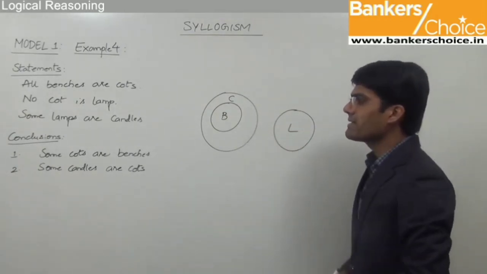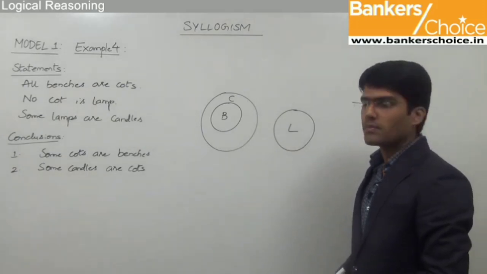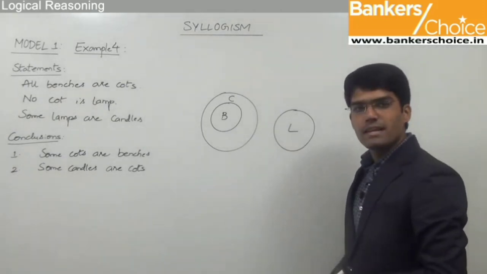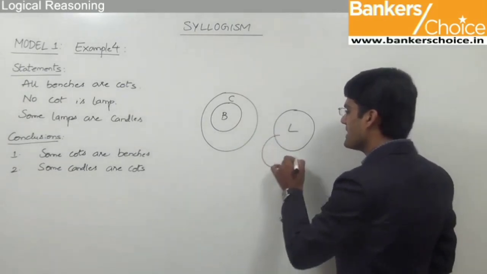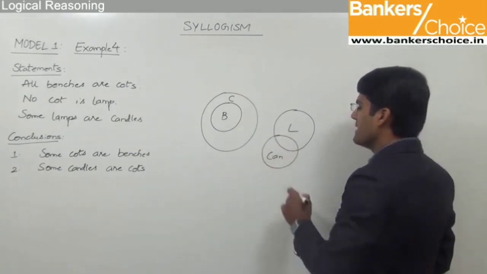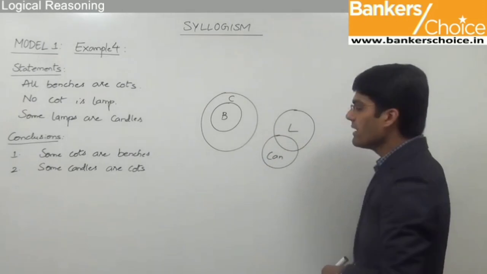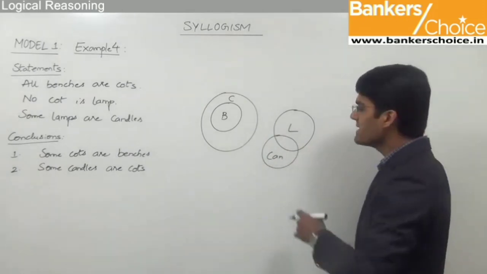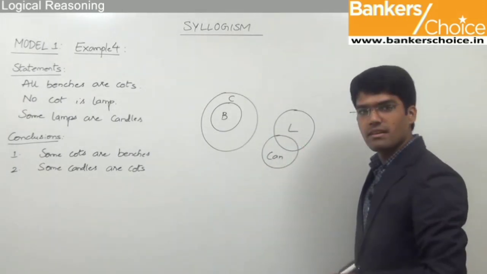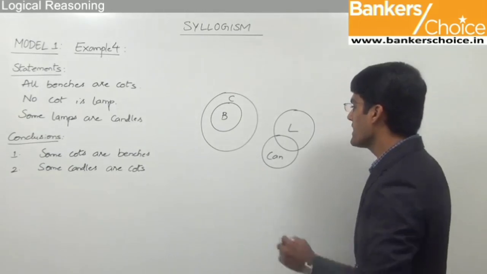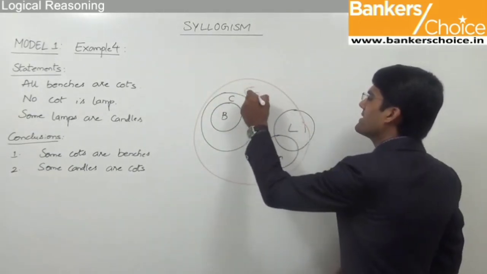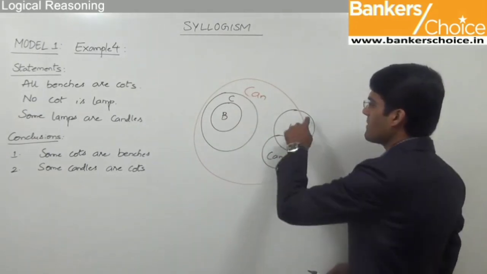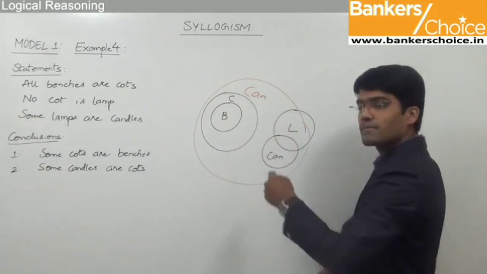And the third statement is some lamps are candles. Now when it comes to the third statement, some lamps are candles, it can be taken in different ways. For example, as per the basic diagram, I can take the candles in this manner, where the overlapping is minimum. We can see that these are the candles which are lamps. But the other possible way of drawing candles is as shown by the red circle. Here you find that the red circle represents the candles. So some of the lamps here are candles.